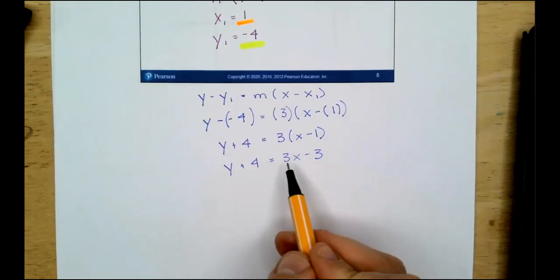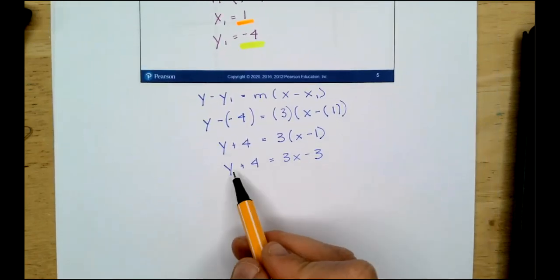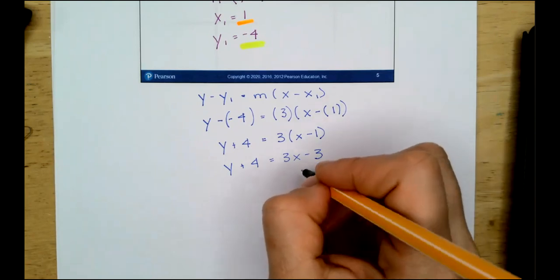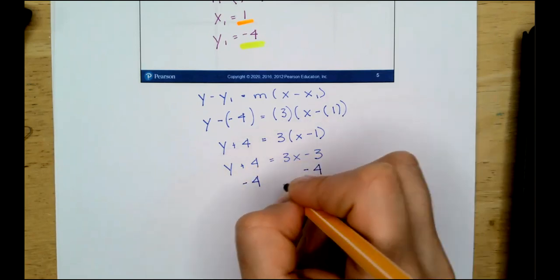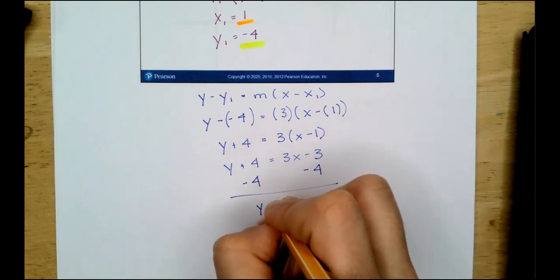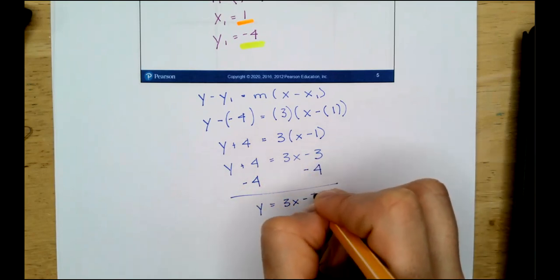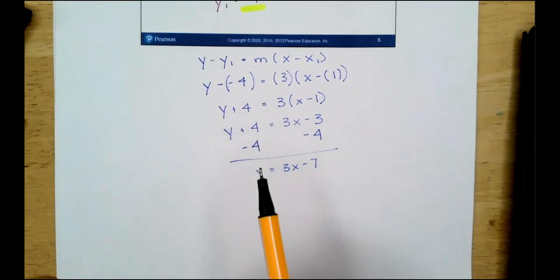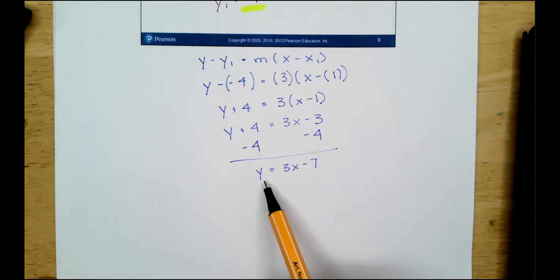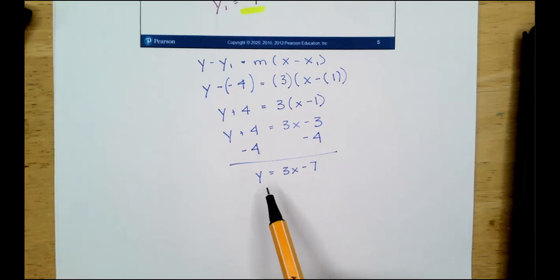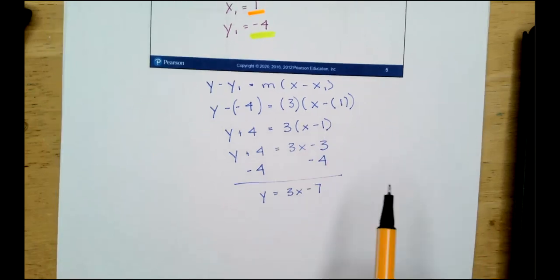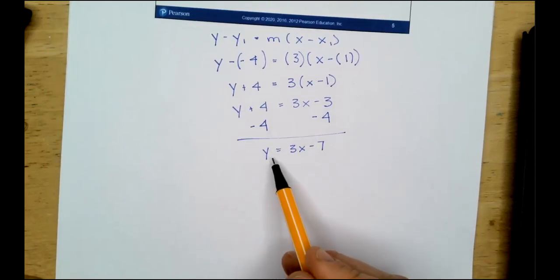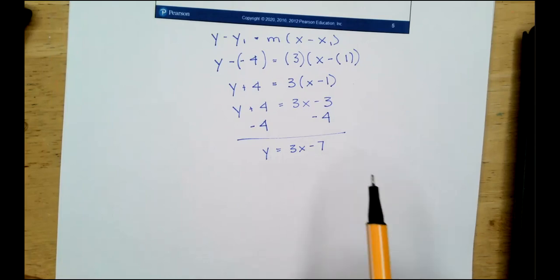And like I said, now you have a y and an x. That's a normal linear equation, 1y and 1x. I'm going to subtract the 4 so I can solve for y. Y equals 3x minus 7. So the point slope form of the line is y minus negative 4 equals 3 times x minus 1. And then the slope intercept form is y equals 3x minus 7.